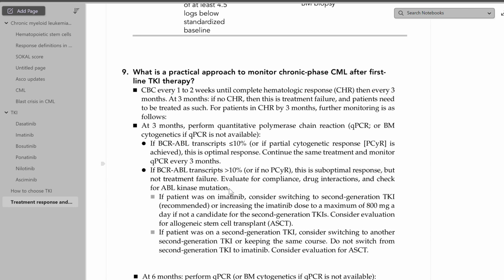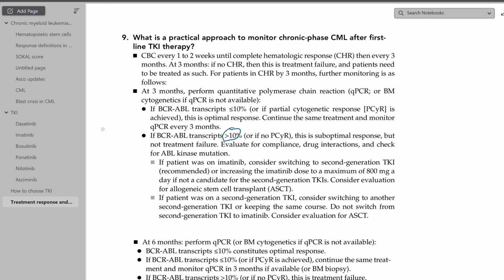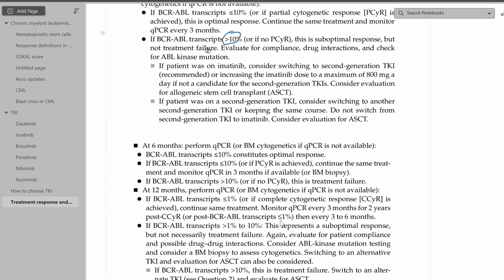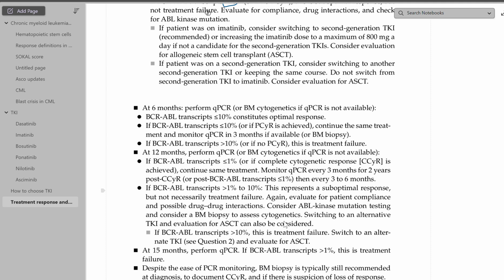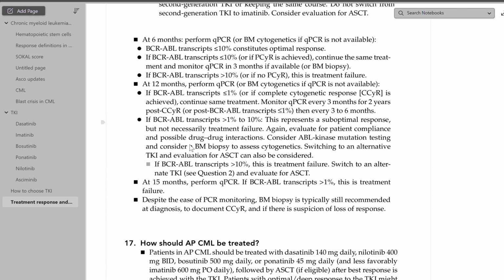Even if it doesn't come to less than 10 and it's greater than 10, then consider changing imatinib to a second generation. Check for T315I mutation or sometimes even increase the dose. Check for compliance of the patient because a lot of CML patients are non-compliant. BCR-ABL less than 10 is an optimal response at about 6 months. And at 12 months, BCR-ABL should be less than 1% for most patients, or you should have a complete cytogenetic response.